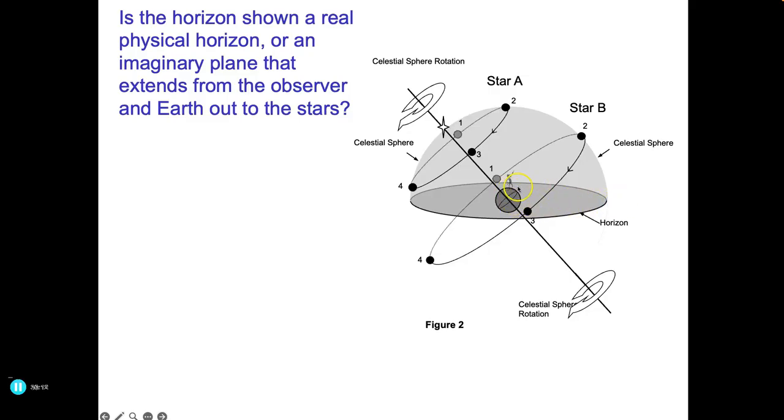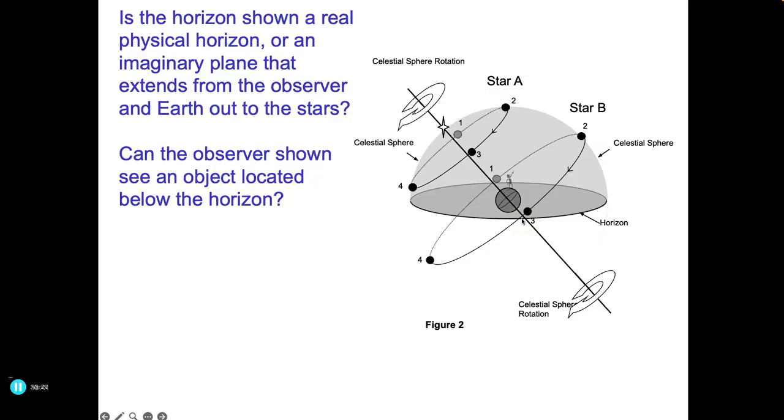Right? Wherever you are on Earth, the horizon is always out there in front of you, wrapping around you all 360 degrees. You're the observer there, right? That's you. There you are. Can you see an object located below the horizon? Can you see this star down here? No, it's below the horizon. The Earth is in the way.